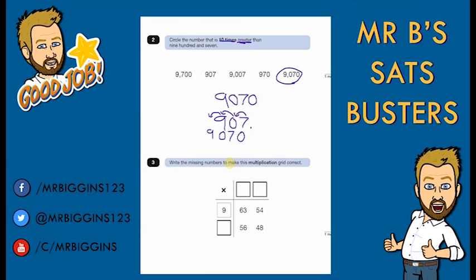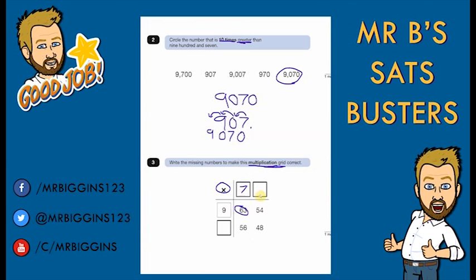Next one, we need to write the missing numbers in this multiplication grid. So it tells us the multiplication grid, and we've got the multiplication sign here. If you haven't seen one, you can probably work out what they are. Because if you look, these two numbers are in the 9 times table. So we need to work out what times 9 makes 63.